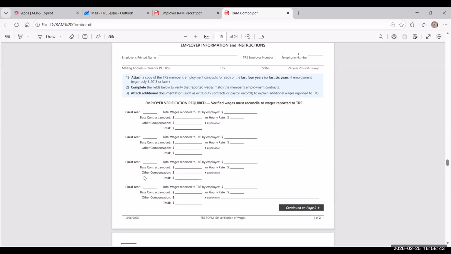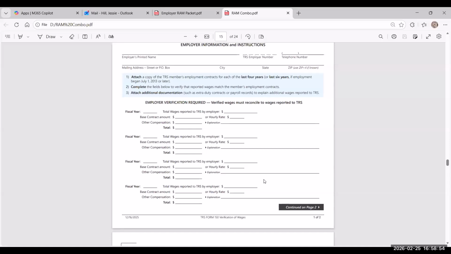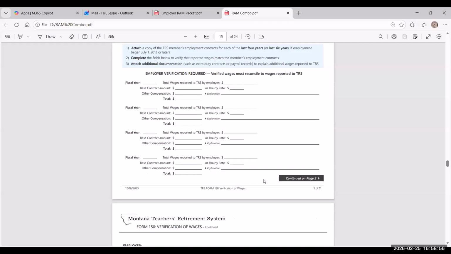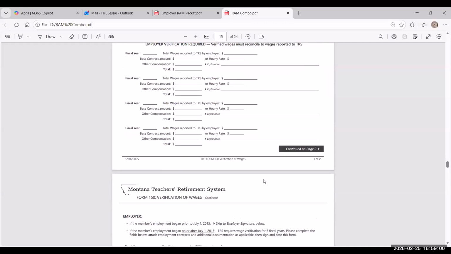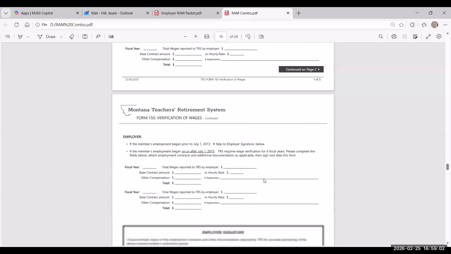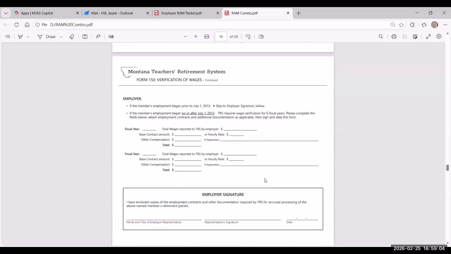So hopefully going through this Form 150 answers your questions on why we did this. I have some things I'm going to tweak on this for next year. We're just trying to make it as easy and understandable as we can and not put more work on you once again. We just have to have this, and we're just trying to make this a smooth process and make it as easy as possible.